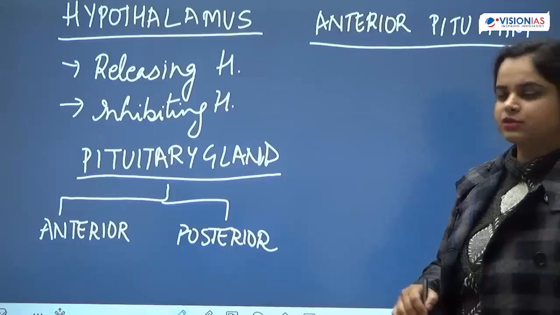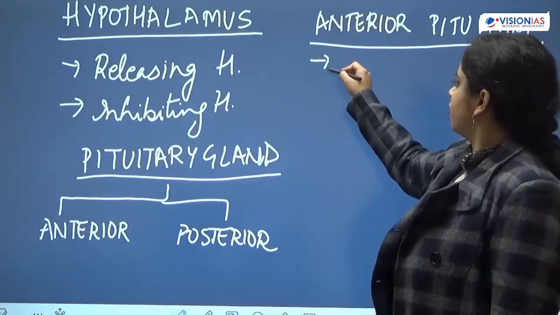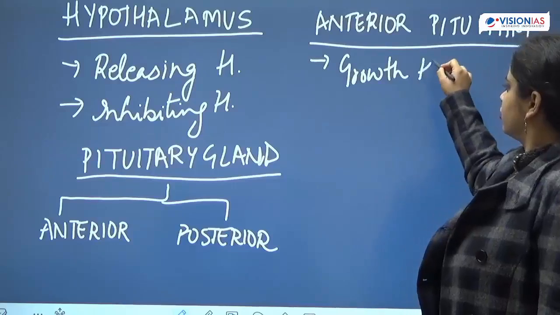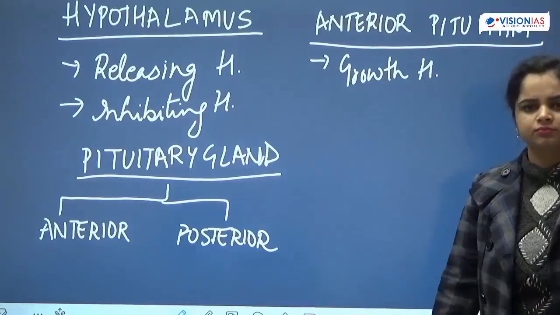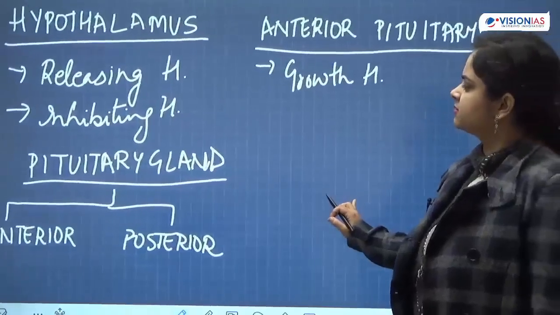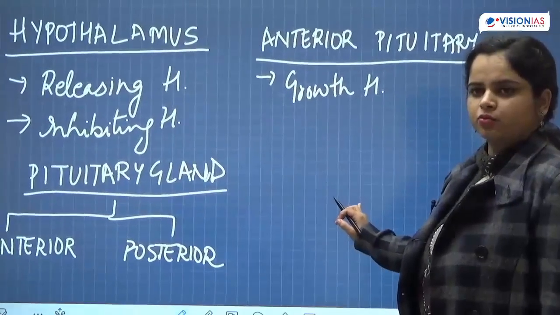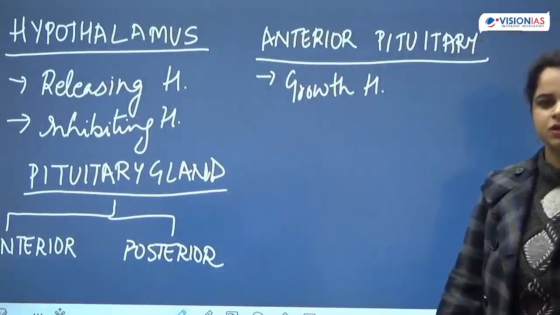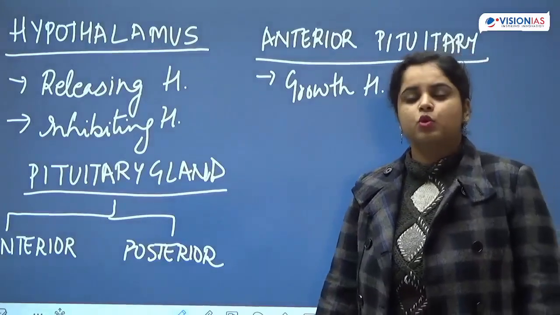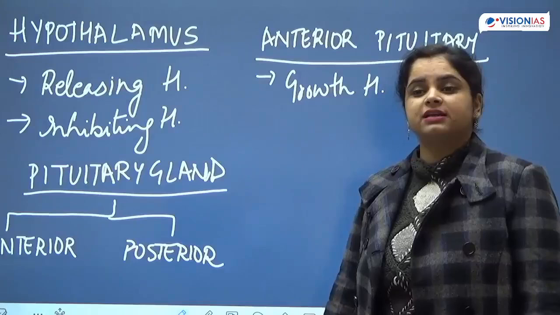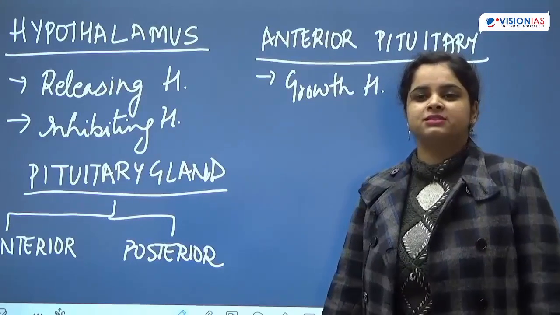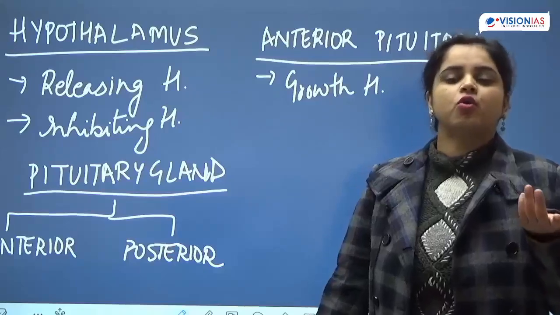In the anterior pituitary, the first hormone we have is called growth hormone. Growth hormone is for overall growth and development of the body. The easiest way in which it is manifested is in the form of height. So if growth hormone in a person is more, the person will grow more, right?